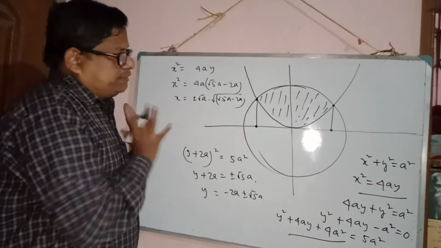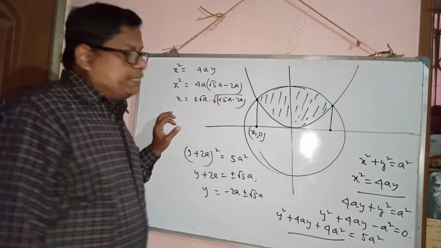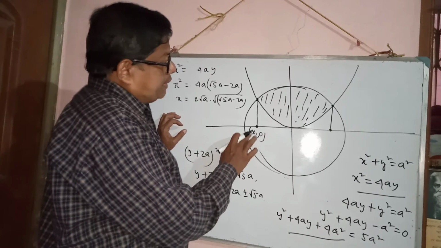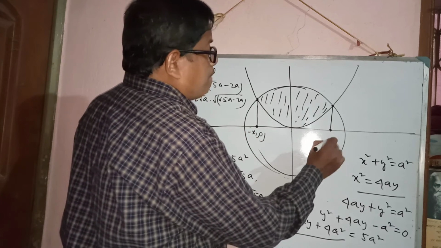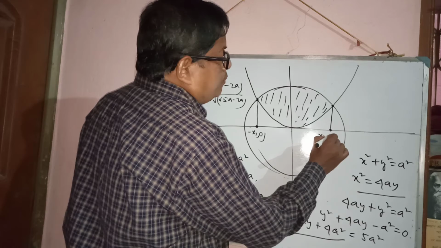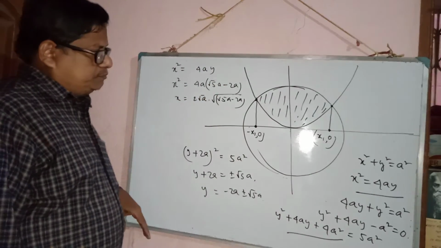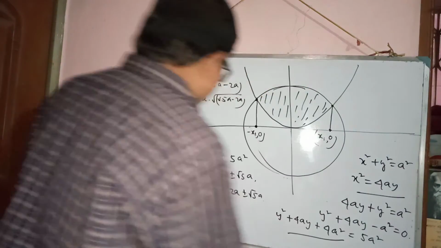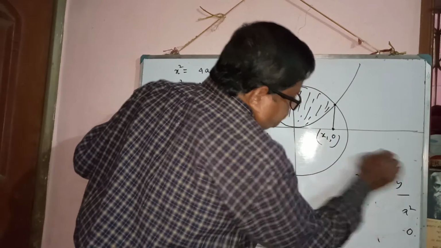Suppose you are considering this value, suppose x1 comma 0. Okay, this is minus x1, this is minus x1. So this will be suppose minus x1 comma 0. We are considering this part. Okay. Now see, I am just solving how to solve this part.